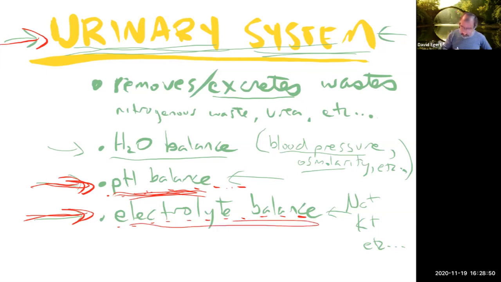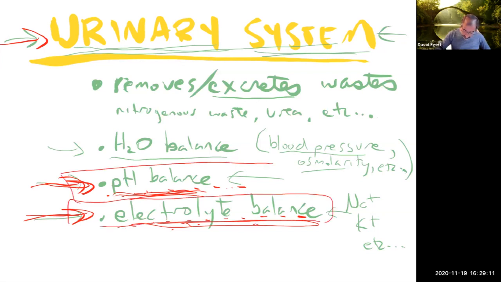Same thing with electrolyte balance. If you've just been gobbling salty pretzels, you might have really salty urine. Or maybe all you've been eating is carrot sticks and drinking tons of water. You might have really, really dilute urine that's pretty much just like water, right? So your urinary system is going to either hold on to things or remove things from your body as appropriate to maintain pH balance and electrolyte balance.